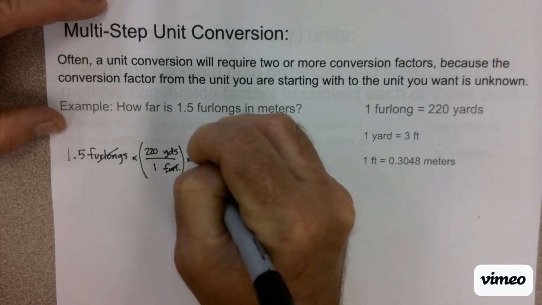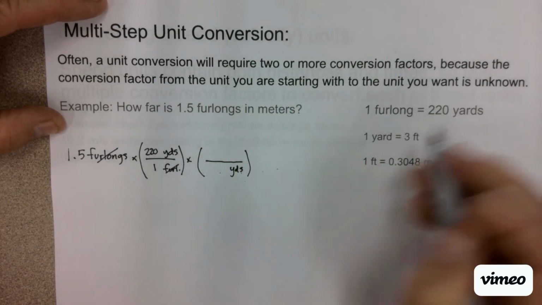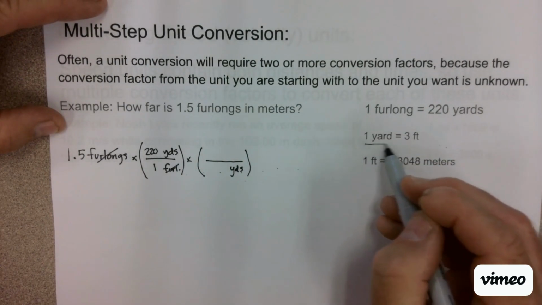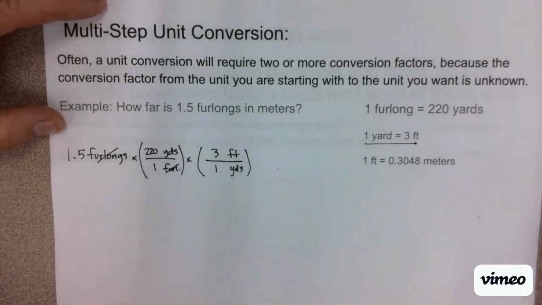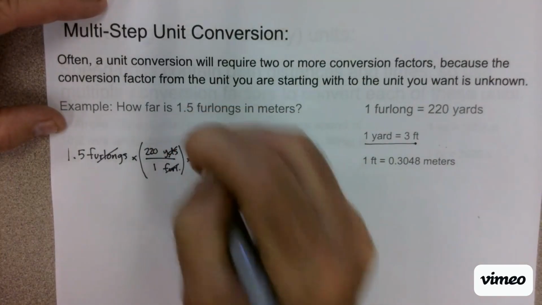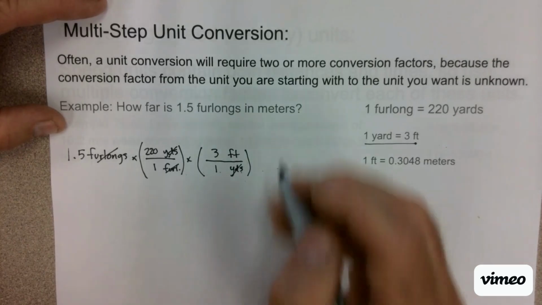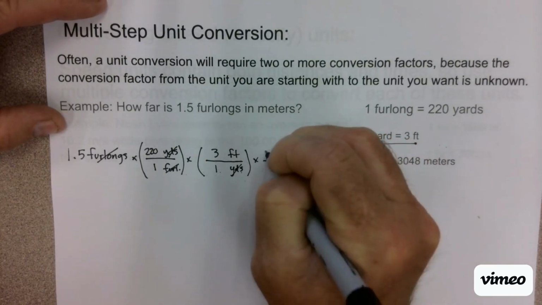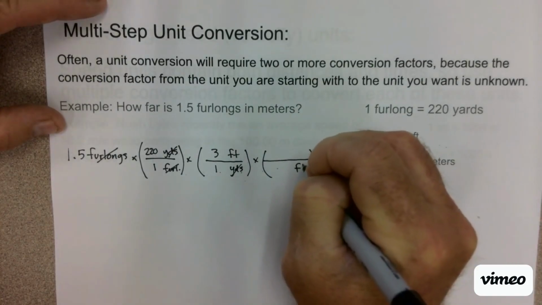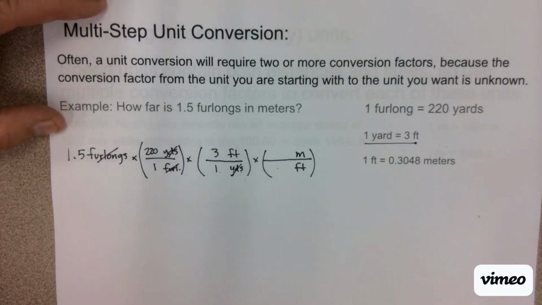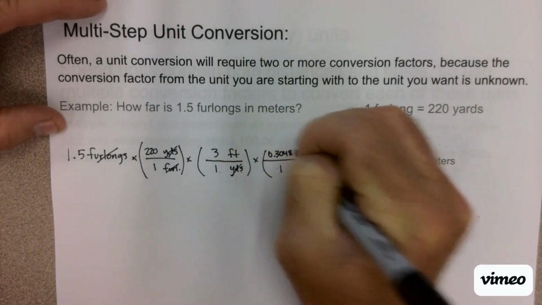So I'm going to multiply by a conversion factor that has yards on the bottom and feet on top because I have this conversion factor. 1 yard is 3 feet. Yards cancel, and if I did this math, I would have a distance in feet. I'm not quite there yet. I got to do one more conversion with my conversion factor between feet and meters. I'm going to put feet on the bottom. I'm going to put meters on top. 1 foot is 0.3048 meters.